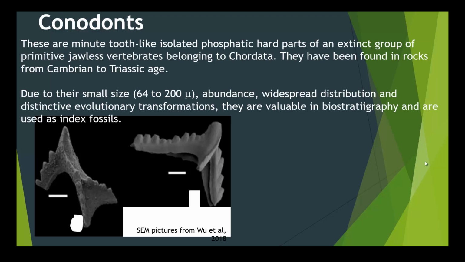Due to their very small size, they range in size from 64 to 200 microns, their abundance, widespread distribution, and their distinctive evolutionary transformations, conodonts are very valuable in biostratigraphy and are used as index fossils.